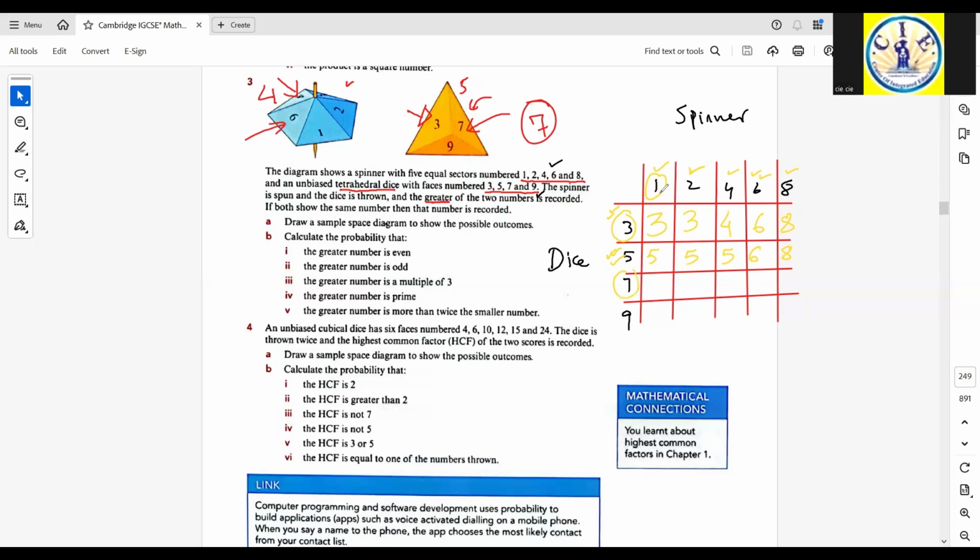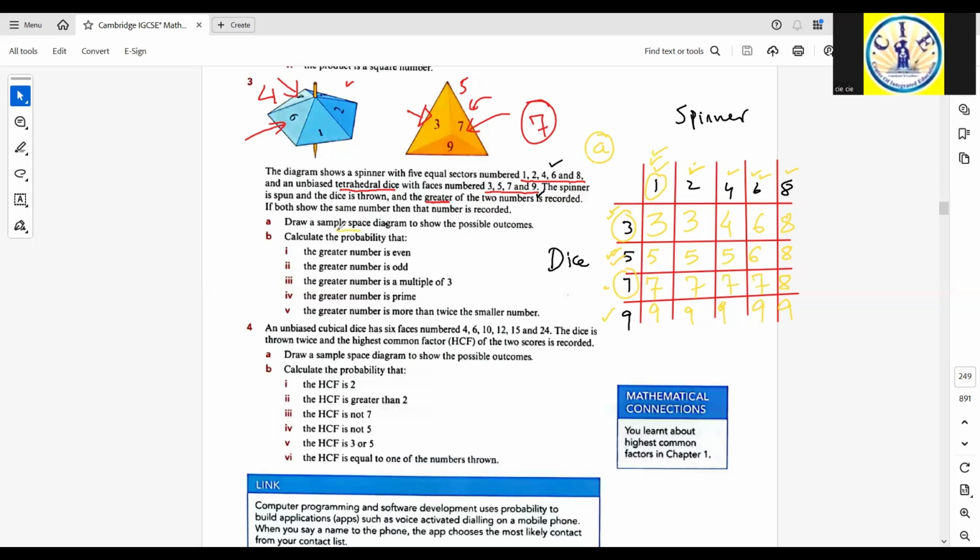Then 7 from the dice and 1 from the spinner, we are going to record 7. Then 7 and 2 would result in 7. 7 and 4, 7. 7 and 6, 7. And 7 and 8, it is going to give us 8. And then 9 from the dice and 1 from the spinner, this is going to be 9. 9 and 2, 9. 9 and 4, 9. 9 and 6, which is going to be 9. And 9 and 8, which is going to result in 9 being recorded. Okay, so this is the answer to part A.